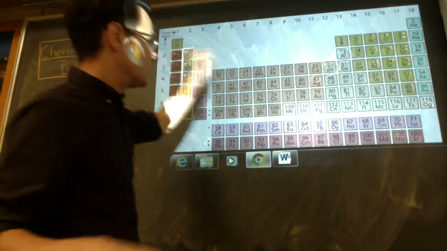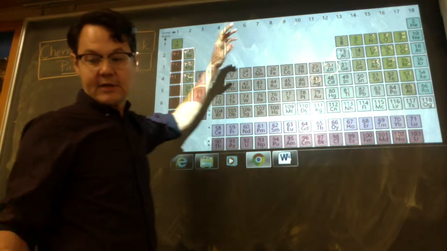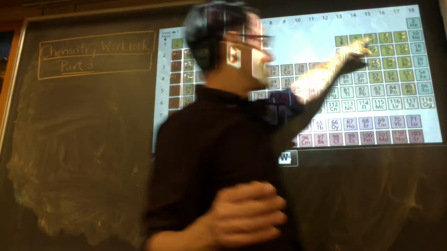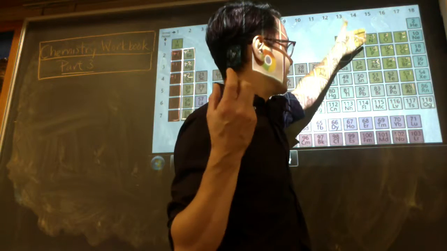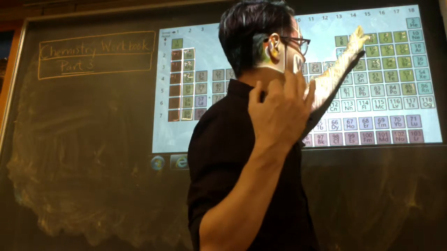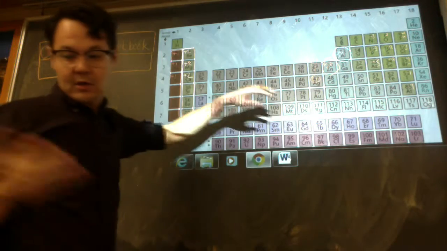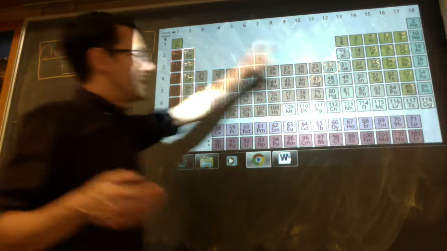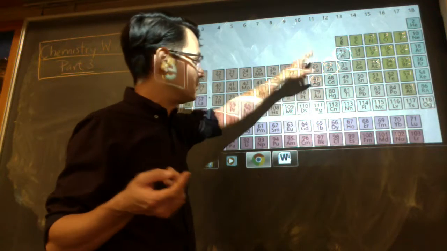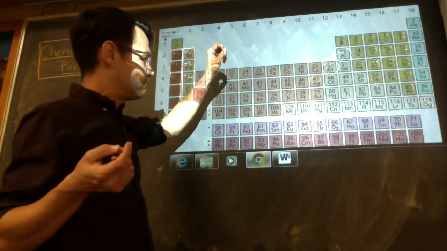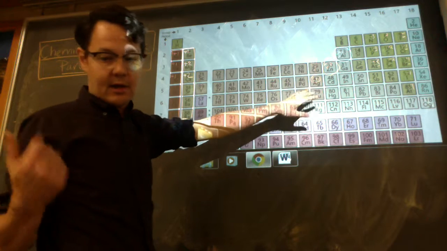Aluminum oxide, aluminum is a metal. Nitrogen trichloride, nitrogen and chlorine are both nonmetals, and also the tri is there. Nitrogen 1, chlorine 3, NCl3. Gold 2 selenide, Se is selenium. Gold is a metal, so it's going to be an ionic compound.